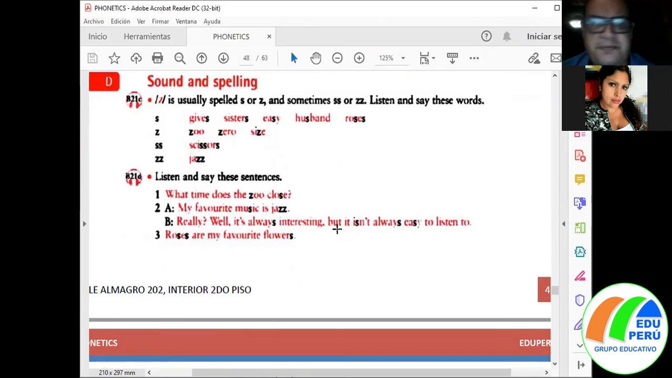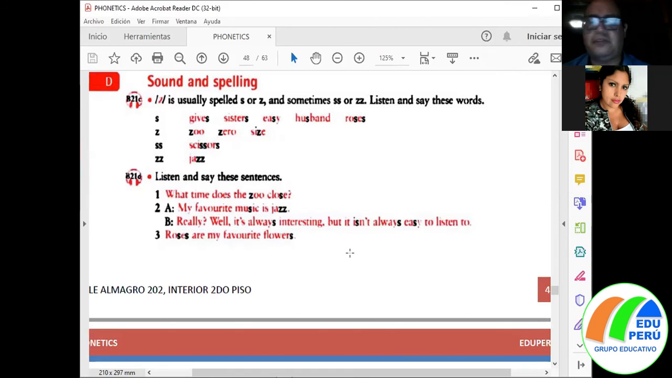Now, let's pass to the sentences. 1. What time does the zoo close? 2. My favorite music is jazz. Really? Well, it's always interesting, but it isn't always easy to listen to. 3. Roses are my favorite flowers. Notice here that you're going to use the sound Z.